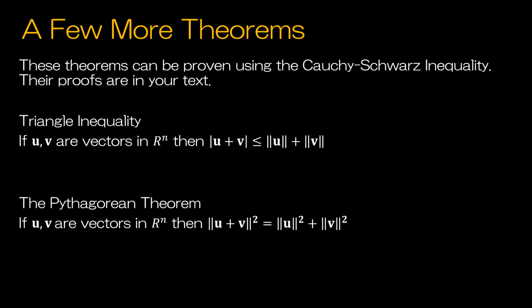There are a few other interesting theorems that can be proven using the Cauchy-Schwarz inequality. Those proofs are in your text, so I'm not going to spend time on them other than to just give them to you as here's the triangle inequality and the Pythagorean theorem. Obviously, the Pythagorean theorem you are used to, and if you've studied any kind of geometry, you've probably seen the triangle inequality as well, but those can both be proven using the Cauchy-Schwarz inequality.